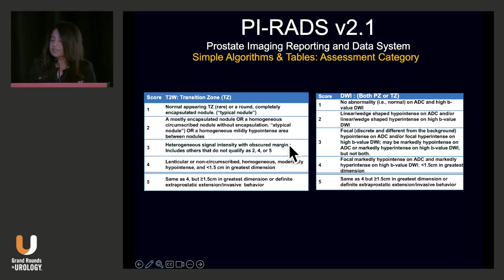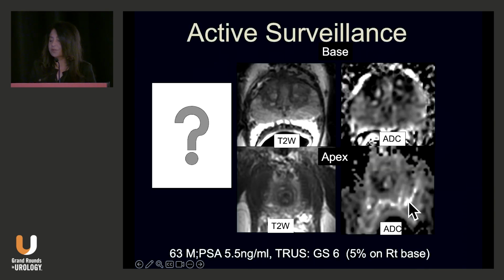There are also listings for what the T2 weighted sequence looks like in the transition zone, and again for diffusion, for both peripheral zone and transition zone. We won't go over this, but let's just go over an example. Here's a man who came for active surveillance. He had 5% tumor on the right base in a random prostate biopsy. So he got an MRI.